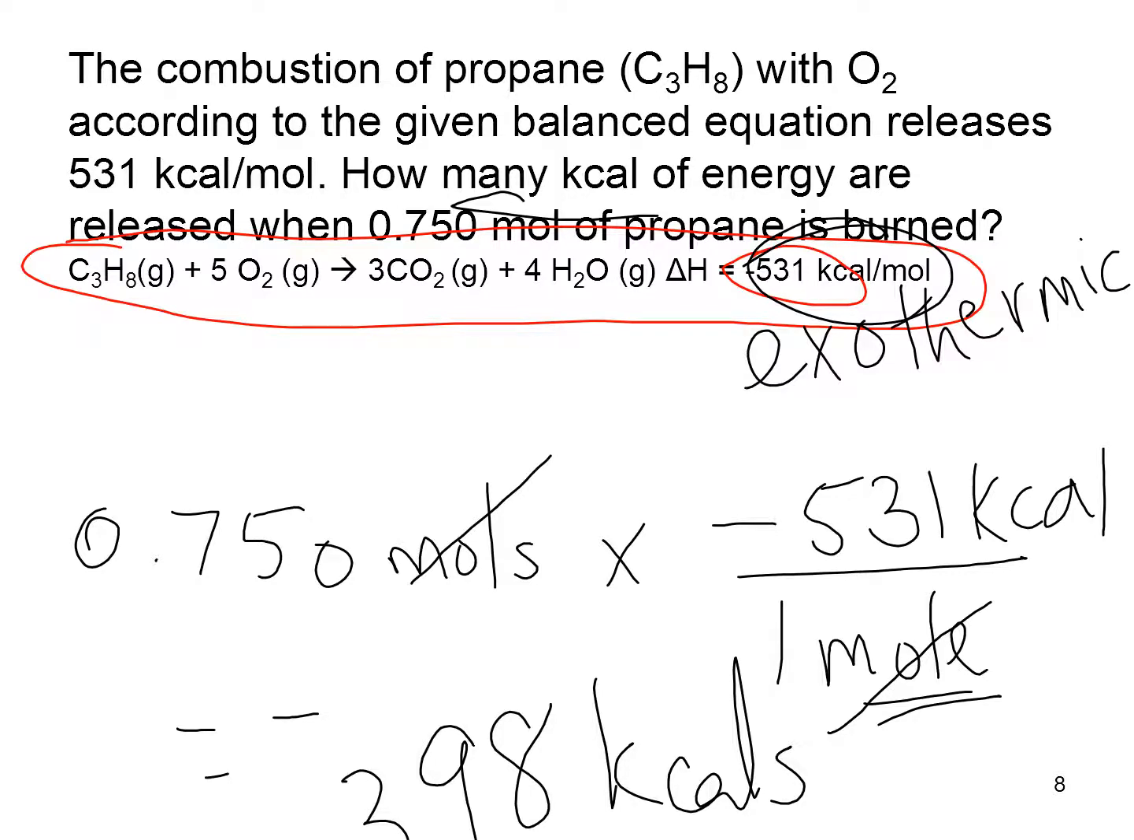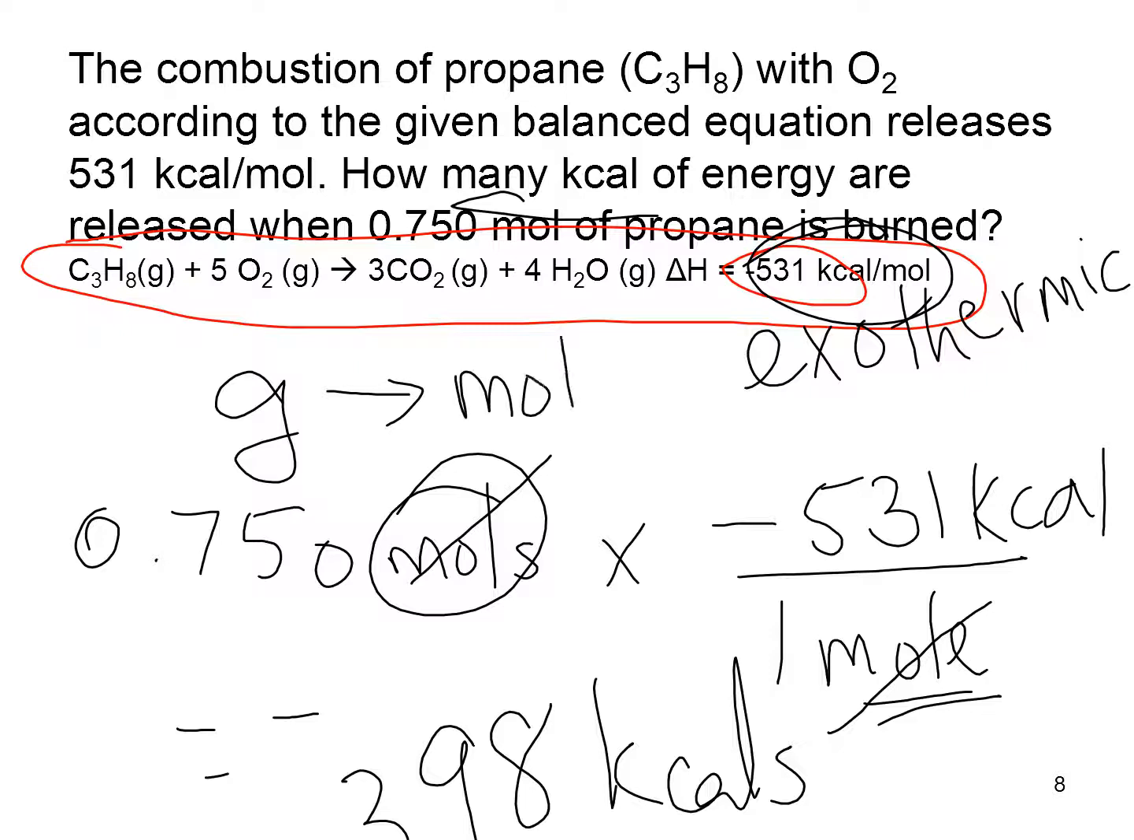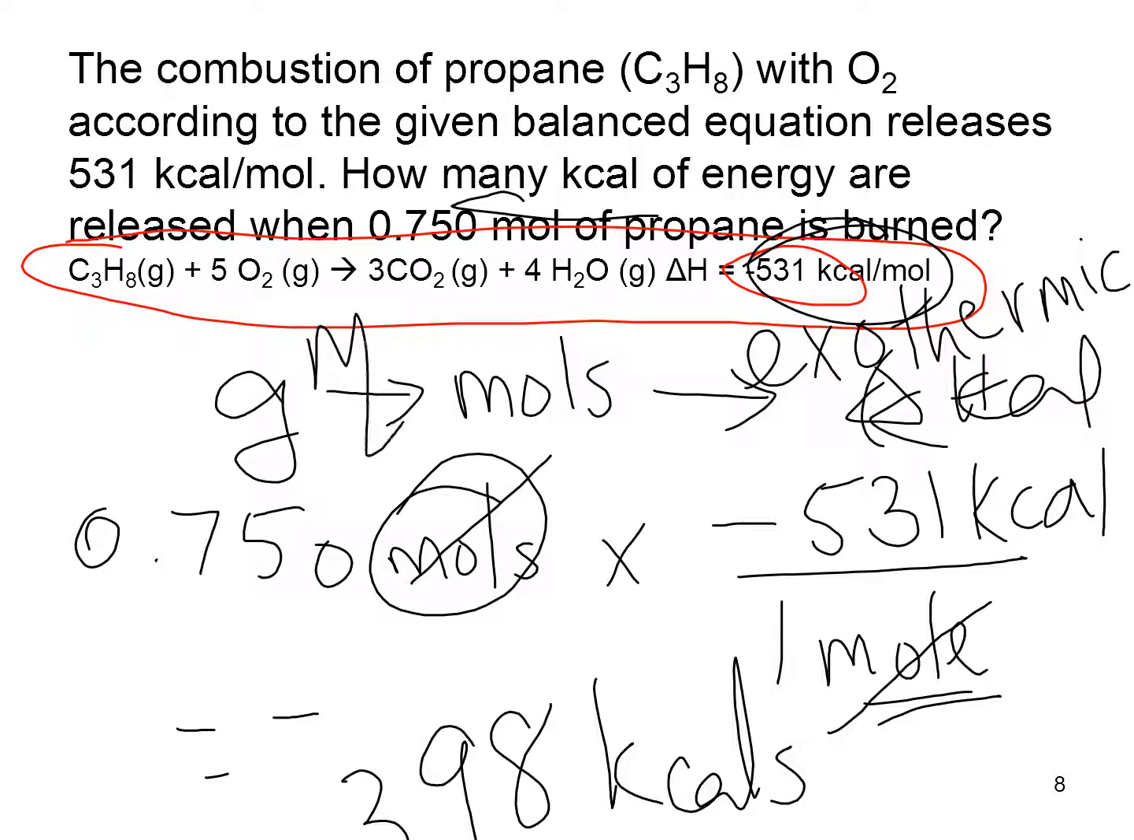We could make these a little bit more complicated, and instead of giving you moles, I could give you grams, in which case you would need to convert the grams to moles and then use the delta H to convert the moles to kilocalories. So grams to moles, you'd use molar mass like I've shown you in chapter 5, and then moles to kilocalories, you're using delta H.